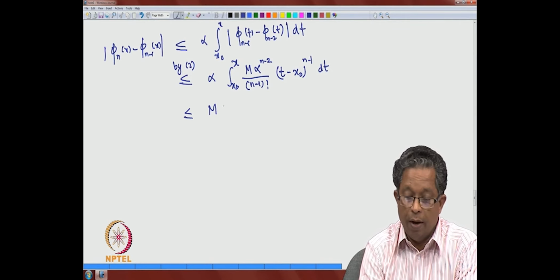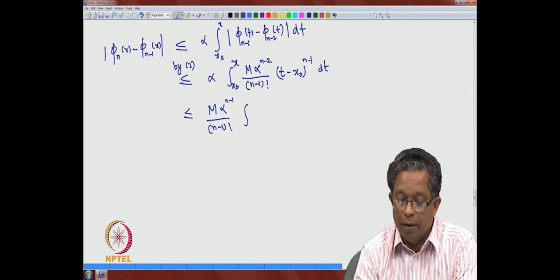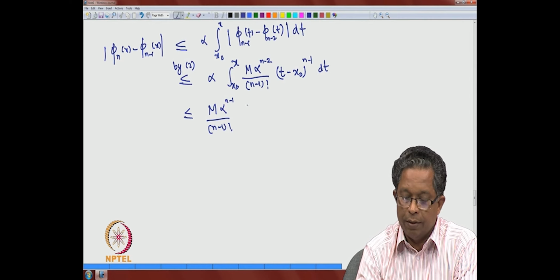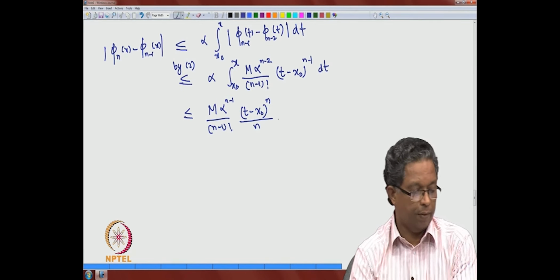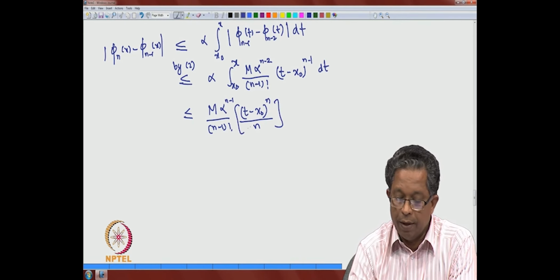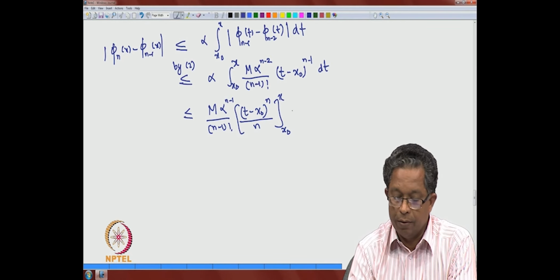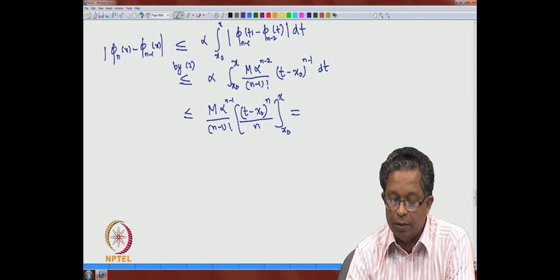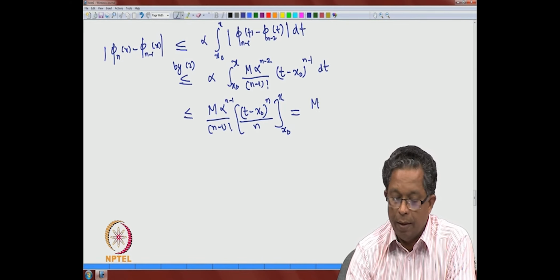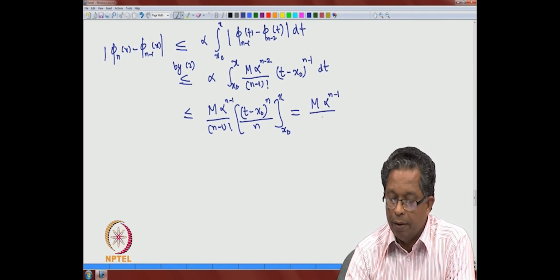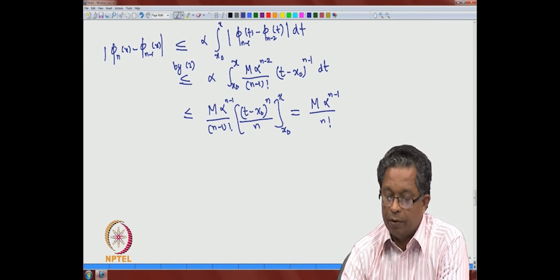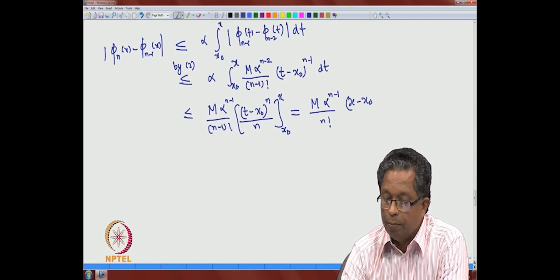M into alpha; I can take alpha to the power n minus 1 by n minus 1 factorial outside. Then integrating t minus x 0, we get t minus x 0 to the power n by n, and we evaluate it at the points x 0 and x. When t is equal to x 0, this vanishes, and when t is equal to x, we get x minus x 0. So this is M into alpha to the power n minus 1 by n factorial into x minus x 0 to the power n.